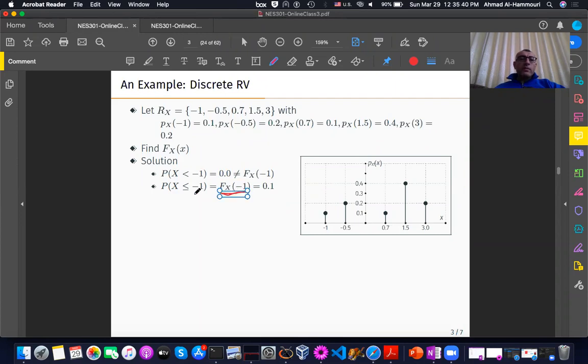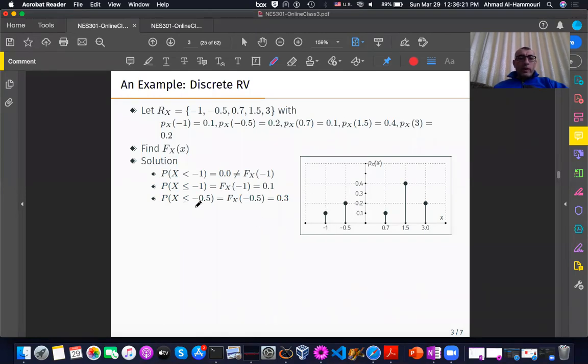Okay. It is the probability that the random variable X is greater than minus infinity and less than or equal to minus one. So I need to add all the probabilities of all points from minus infinity up to minus one, including the probability of minus one. As you see, I have just a single point here with the probability 0.1, so F of X of minus 1 equals 0.1. Okay, good.